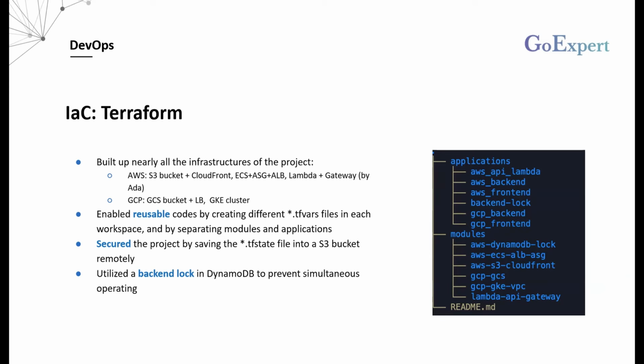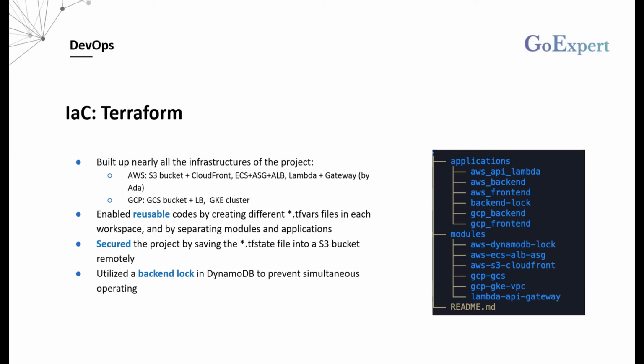When building the infrastructures, the following features of Terraform apply. The first one is modularization. This is realized by putting the resource definitions or registered modules into the modules folder, while the deployment is in the application folder. Also, we created different variable files for each workspace. By doing this, the code is able to be reused.